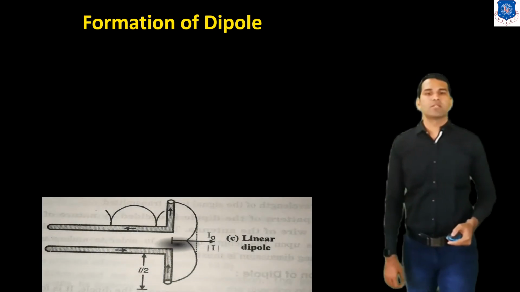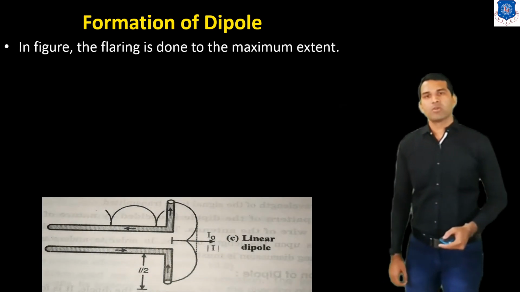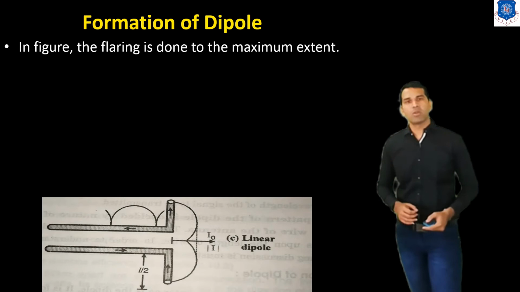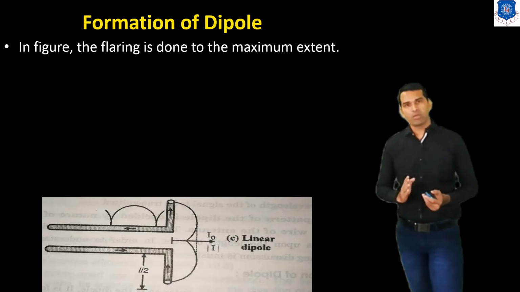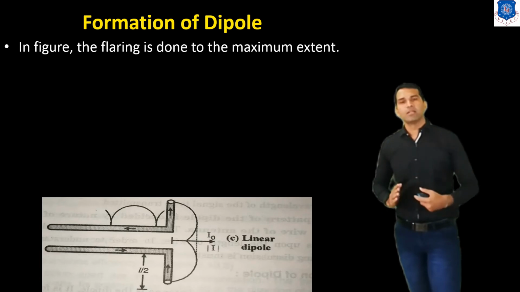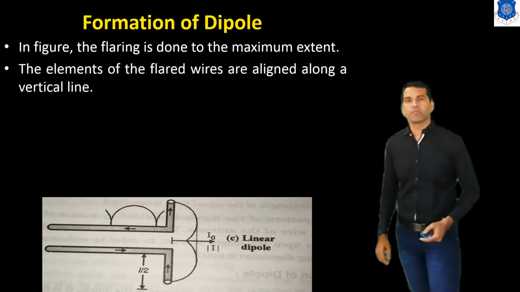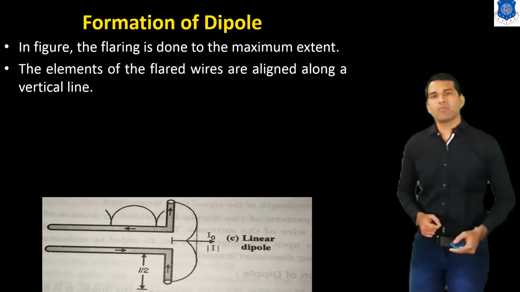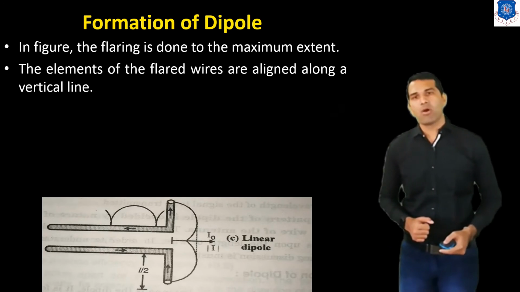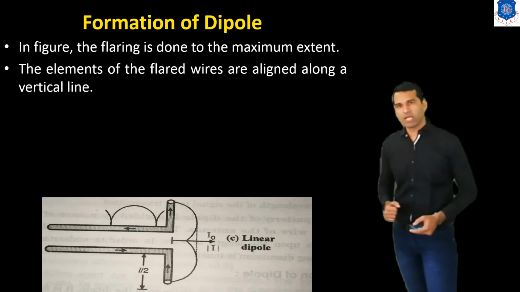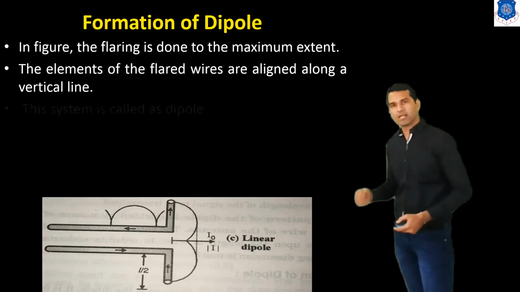Now we consider the third case. In the figure, the flaring is done to the maximum extent. That means here we have given the maximum flaring, that is, the 90-degree flaring. The elements of the flared wire are aligned along a vertical line. We can see here the flaring is a vertical line.